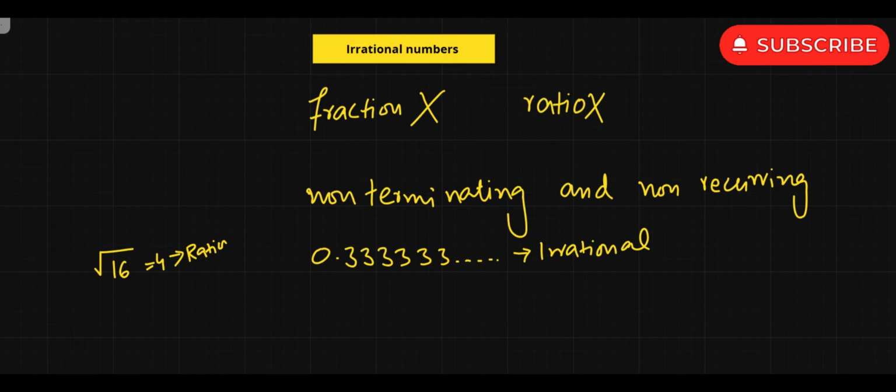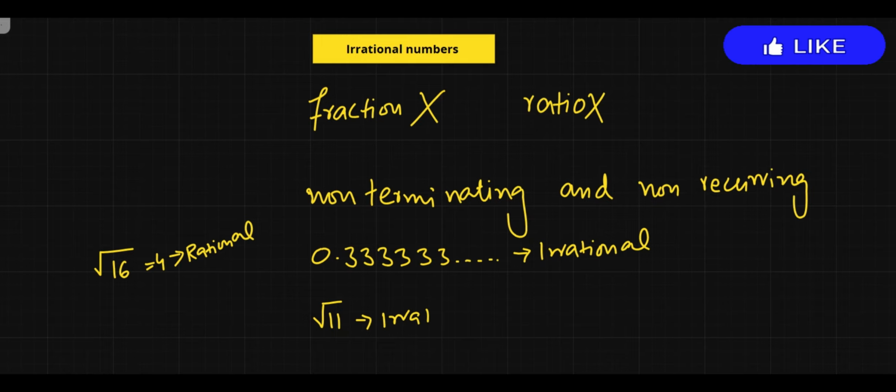But if you take the square root of such a number which is not a perfect square, which is not a square number, suppose we take the square root of 11, that is an irrational number, because this will give you a value which cannot be expressed as a fraction or a ratio. That's why under root of 11 is an irrational number.